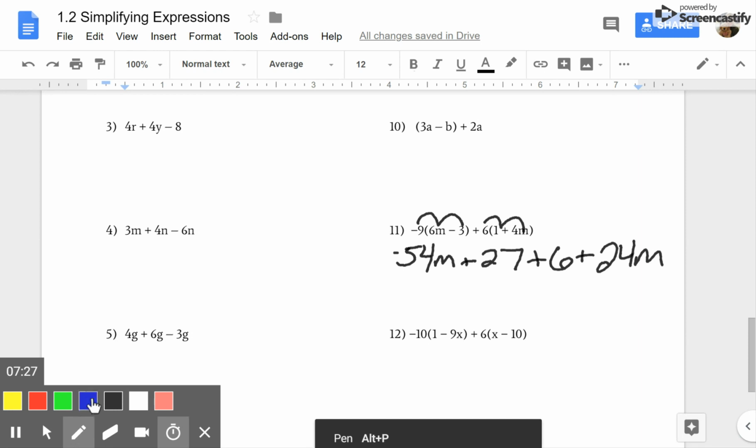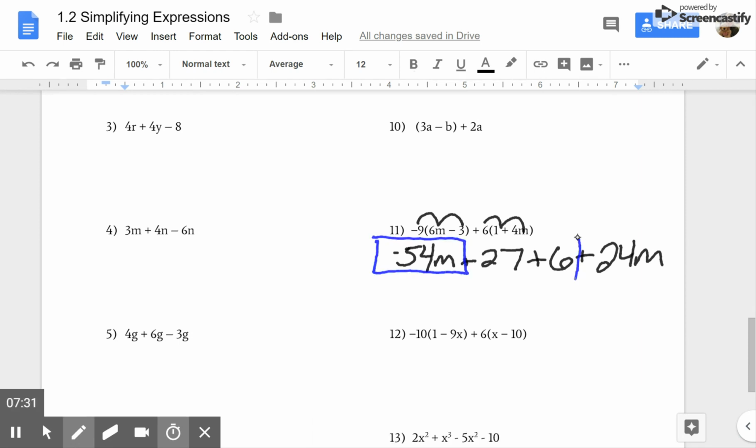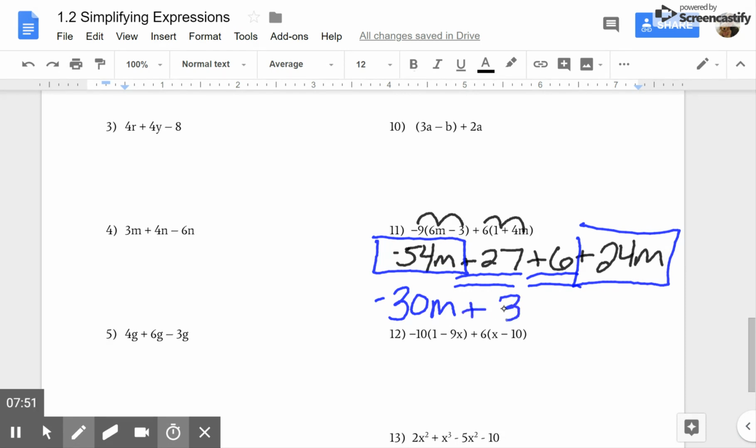Now I have negative 54m and positive 24m. So negative 54 plus 24 is negative 30, and then the m. And then I have 27 plus 6. They both don't have variables, so I can put those together, so that'd be 33.